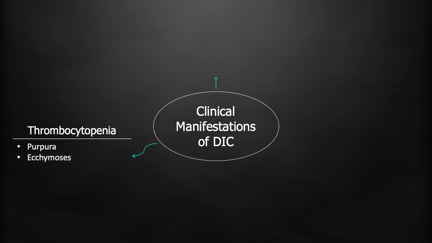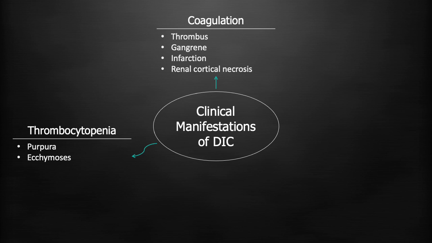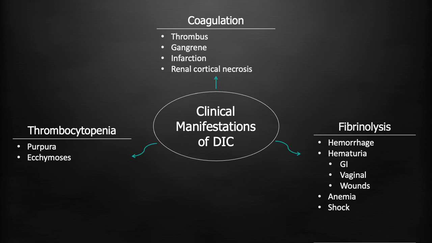Coagulation or clot formation can manifest as deep vein thrombosis, pulmonary embolism, stroke, myocardial infarction, or heart attack. And fibrinolysis can lead to microvascular dysfunction, which can result in a variety of symptoms such as organ dysfunction, shock, and death. Fibrinolysis can also cause hemorrhage, hematuria, and anemia.